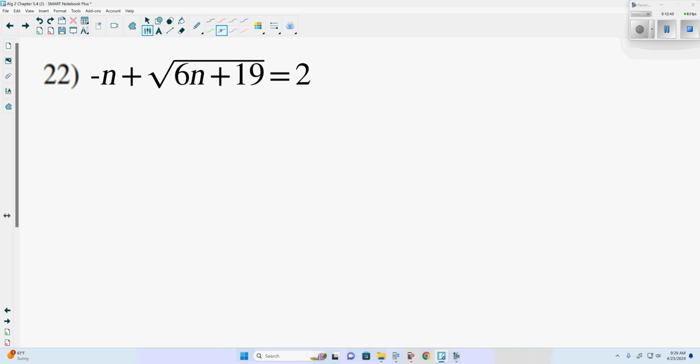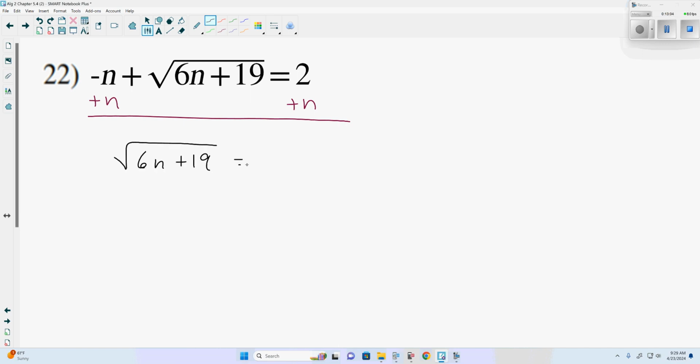Focus in here. Now, looking at this here, there is one radical. We need to get it by itself. So the first thing we can do is what? Add n to both sides. So square root of 6n plus 19 is equal to n plus 2. It wouldn't be 2n. The only way it would be is if 2 and n were like terms. And since they're not like terms, we can't add them.